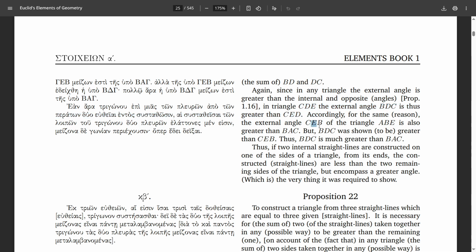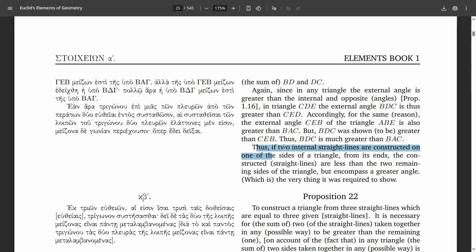And then CEB is another external angle, true, of the triangle ABE, yeah. But BDC was shown to be greater than CEB, yeah. Thus, BDC is much greater than BAC.